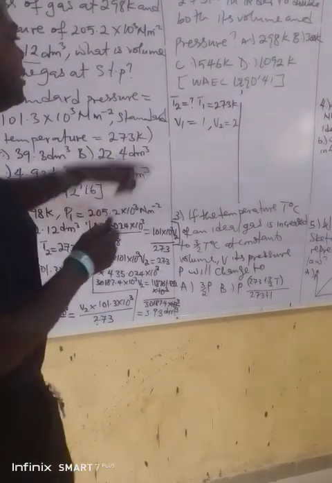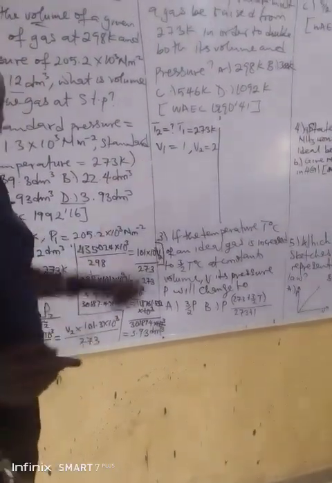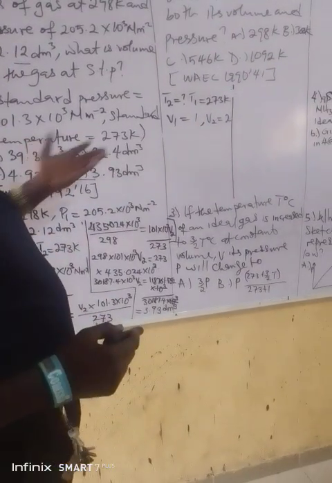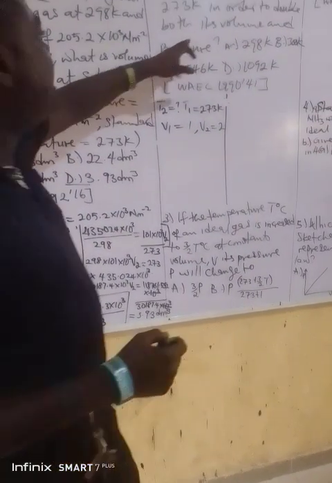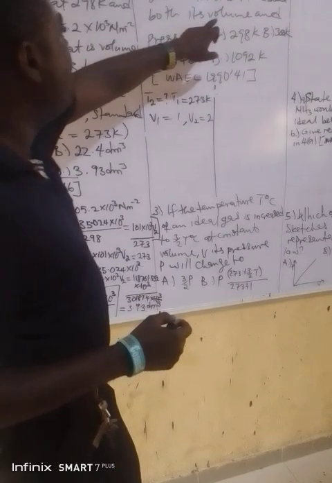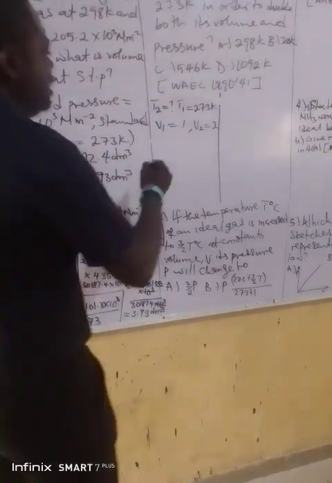So, what law is this one? Is it Boyle's law or Charles' law? Charles' law. There's no pressure. Then they say, okay, in order to double its volume.